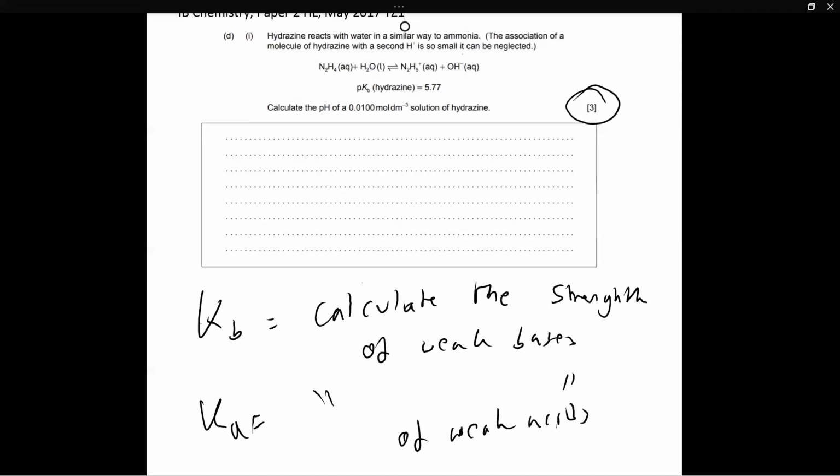So like I mentioned before, I covered Ka in the previous video, so please go watch that if you have more questions about that. But for Kb, we're going to focus on Kb today. Kb calculates the strength of weak bases. How do we use it to calculate the strength of weak bases?